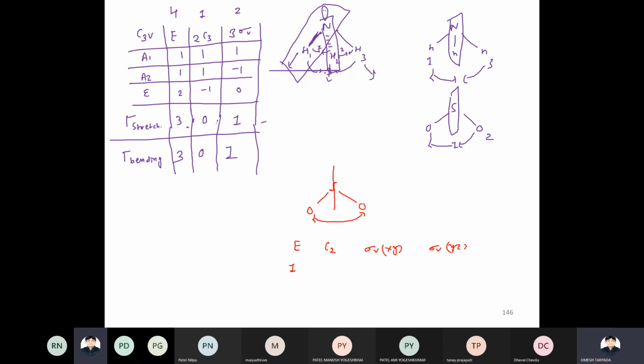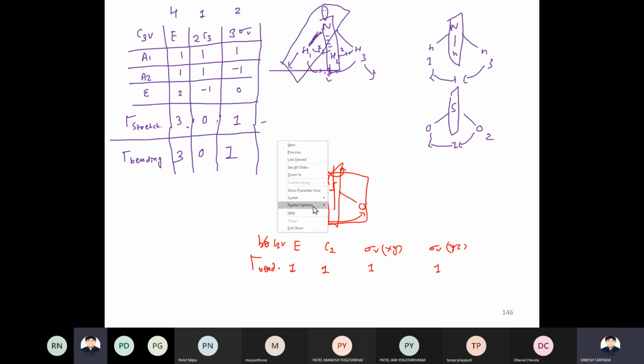What happens if you apply the C2 operation? This oxygen comes to here, this comes to here. This distance remains as it is, or it may be changed. It remains as it is. Similarly, if you apply sigma v, these two oxygens can change their positions. So this remains as it is. This remains as it is. Therefore, we write down bending for the C2v point group. It's 111. This is the case for the C2v point group.